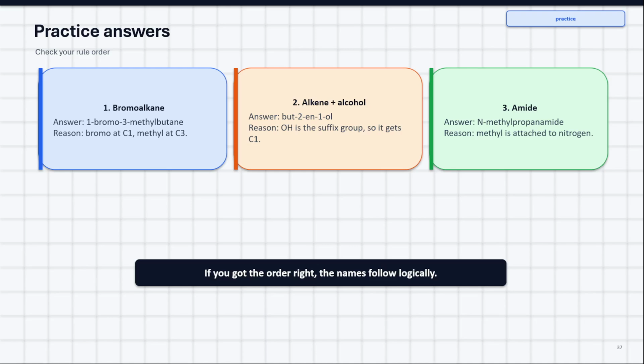Here are the answers. For the first structure, the answer is 1-bromo-3-methylbutane. The parent is butane, bromo is at carbon 1, and methyl is at carbon 3. For the second structure, the answer is but-2-en-1-ol. The OH group controls the numbering, so the alcohol carbon gets carbon 1, and the double bond starts at carbon 2. For the third structure, the answer is N-methylpropanamide. The parent is propanamide, and the methyl group is attached to nitrogen, so we need the N label. If your answers were wrong, check which step of the algorithm broke down.